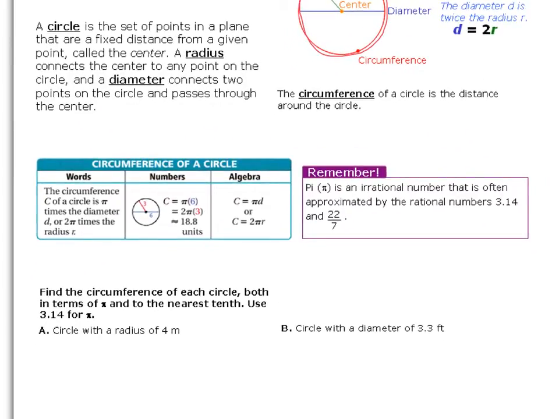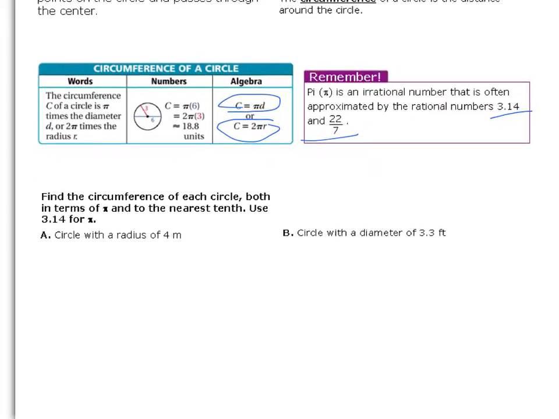So the formula for circumference is pi times diameter. Okay, so if you look right here, the formula for circumference of a circle is pi times diameter. It's not letting me circle. Or 2 pi times the radius. All right, now, because pi is an irrational number, we either use 3.14 or we use 22/7. And again, here are those formulas I was talking about. Okay, so let's try one.